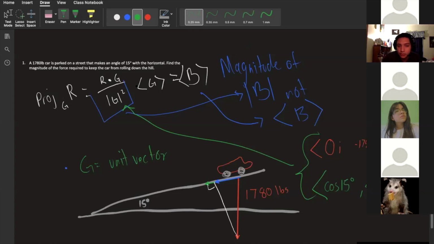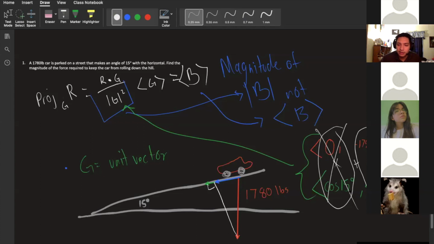So it would be 0i times cosine 15, right? Yes. So you multiply this and this, but 0 times cosine is just going to be 0. And then you're going to get negative 1780 times the sine of 15. And then you add those together, correct? You multiply these two, this times this, and this times this, and then you add these two together. That's right. But since this is 0, then you're not going to have anything. Okay.